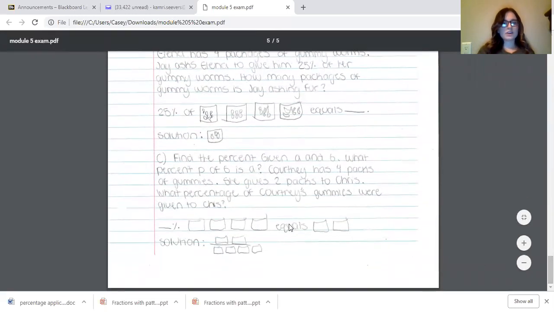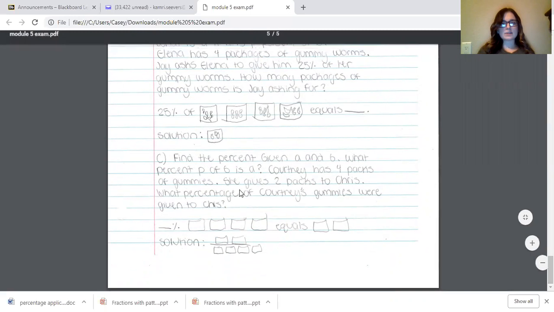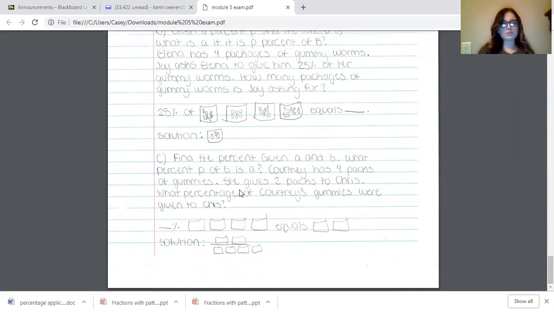So for C, find the percent given A and B. What percent P of B is A? Courtney has 4 packs of gummies. She gives 2 packs to Chris. What percentage of Courtney's gummies were given to Chris? So, blank percent of 4 packages of gummies equals 2 packages of gummies. The solution would be 2 packages of gummies over 4 packages of gummies.